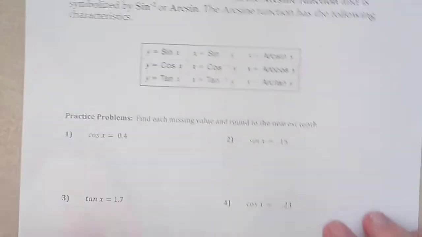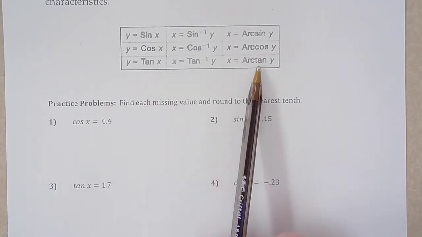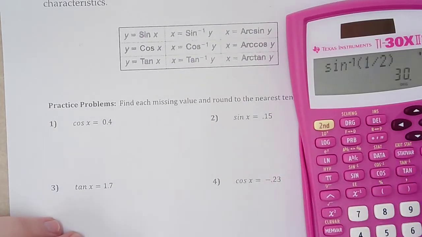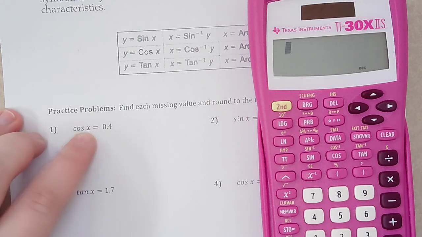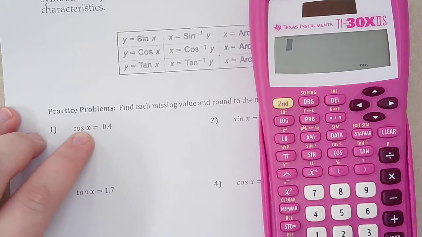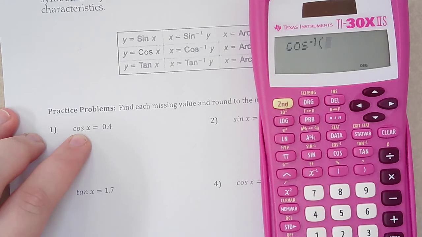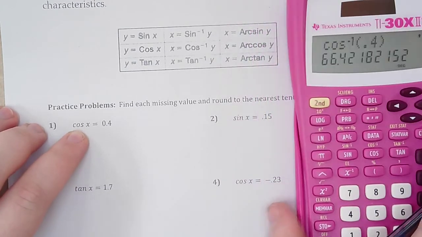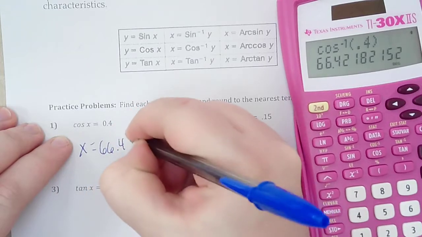Now you can look at this table a little bit, but essentially all that this says is these are different ways to write the exact same idea. So find each missing value and round to the nearest tenth. If I know that my cosine ratio is 0.4, then I can just throw it in my calculator as inverse cosine of 0.4, and my calculator will give it to me in degrees. So in this case, my x is going to be 66.4 degrees.